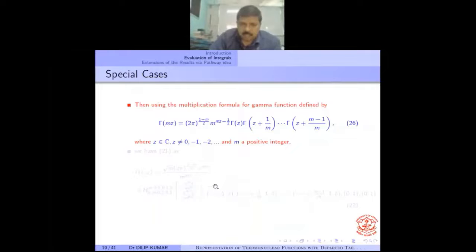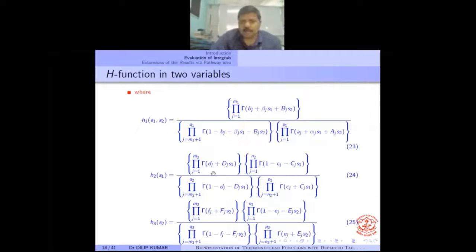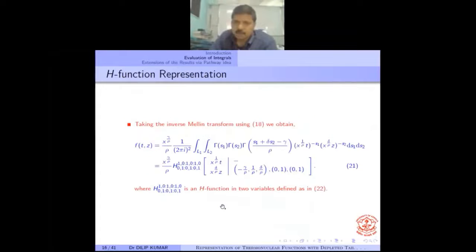And here it is the same as that of an h function. Here m2 is the number of positive gammas in the numerator, n2 is the number of negative gammas in the numerator with one variable s1. And here q2 is the number of positive gammas in the numerator plus the number of negative gammas in the denominator. Like in the same way it is m3 and n3. Okay, so we can see how it is written.